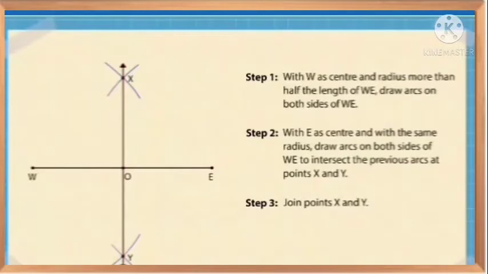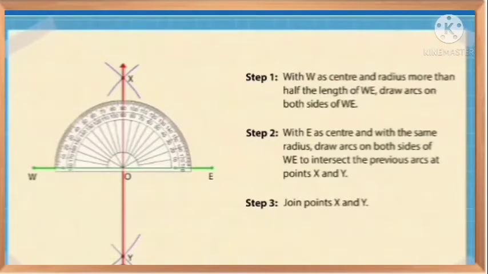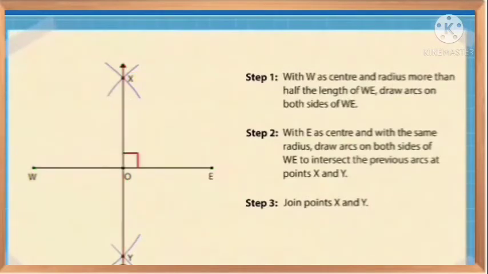XY bisects WE. This means WO and OE are of the same length. We can also verify that line XY is perpendicular to segment WE by using a protractor. You can see that the angles XOW and XOE so formed are right angles. We have verified that line XY is the perpendicular bisector of segment WE.